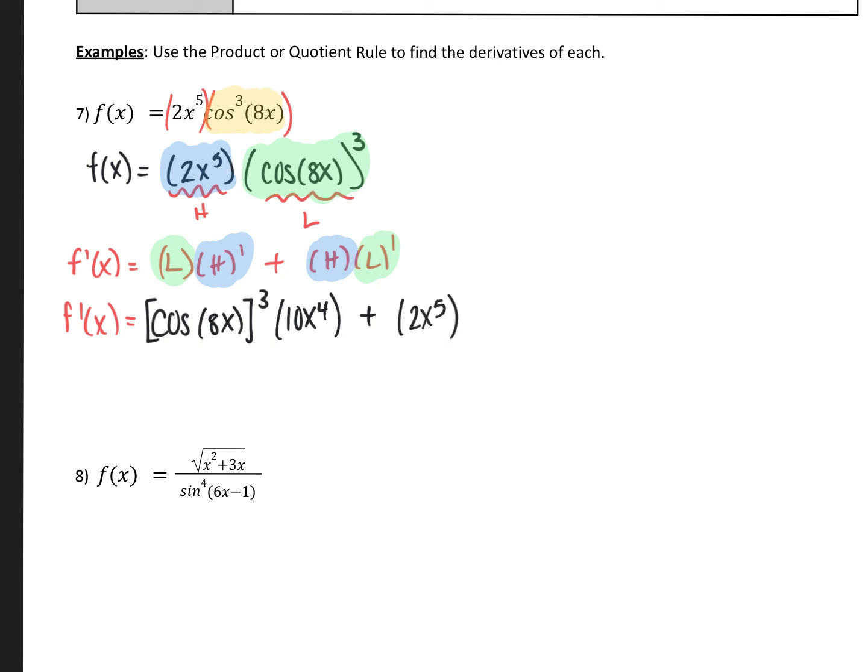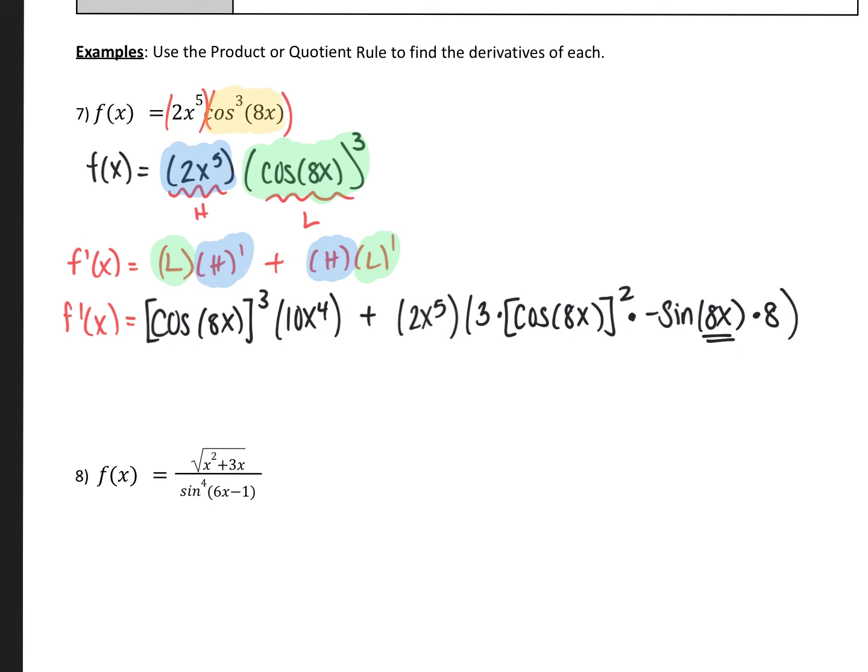So the derivative of low is actually going to be another chain rule. So we're going to take the 3, drop it in front, times cosine of 8x, that whole thing squared, times the derivative of the inside. So the derivative of cos is negative sine 8x, and then the derivative of 8x is just 8. So all of that is actually your d low. And this whole thing is your derivative of this product up here.